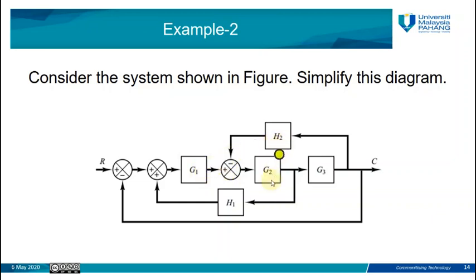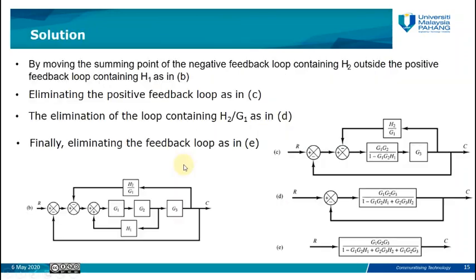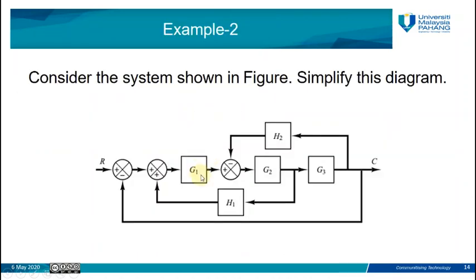So instead of here at this point, we have only H2. But if I move it to before G1, if I move the value of H here to the place of G1 here, so the value of G1 will be multiplied by H. So what should I do? I need to divide H2 over G1. We will see later on, okay?